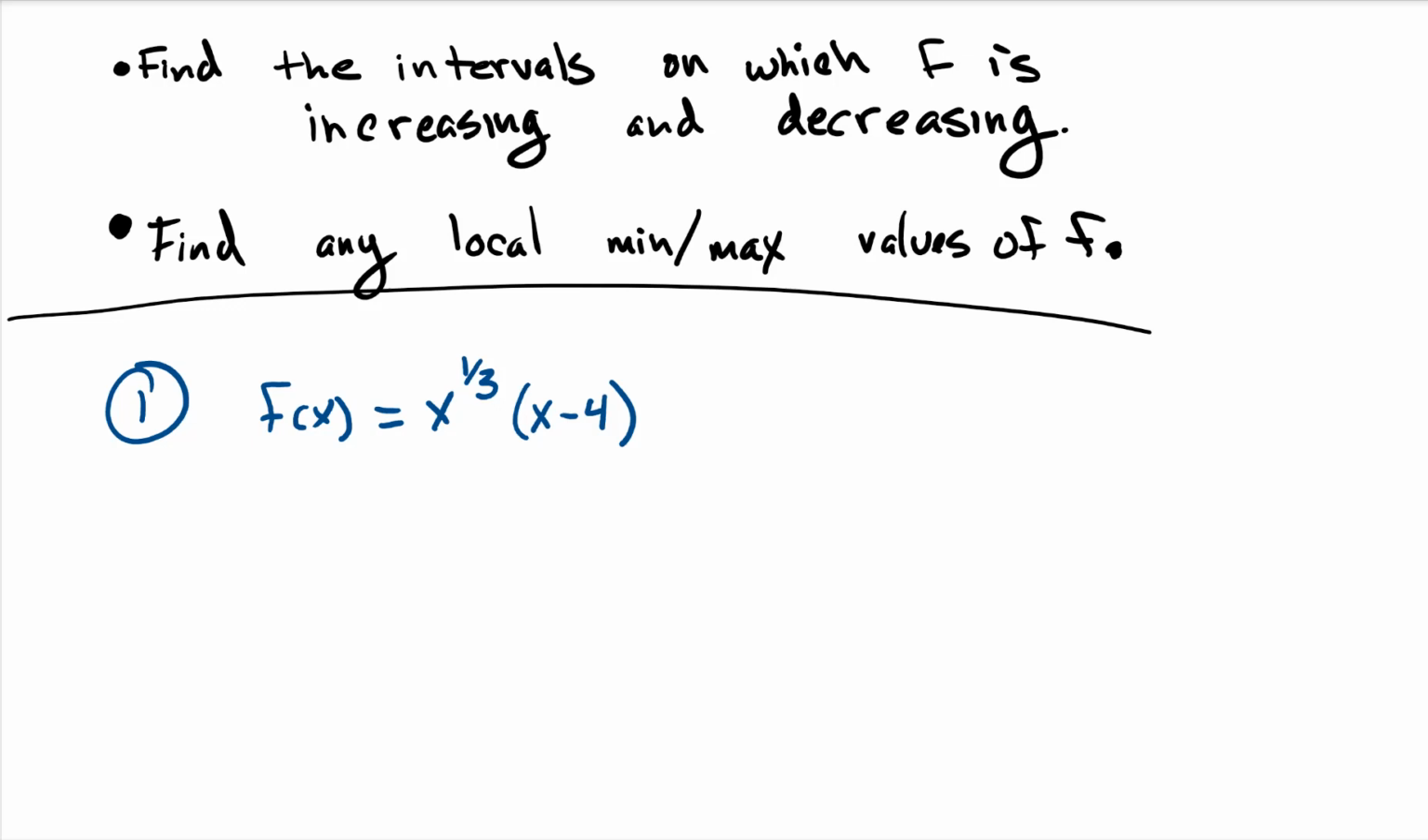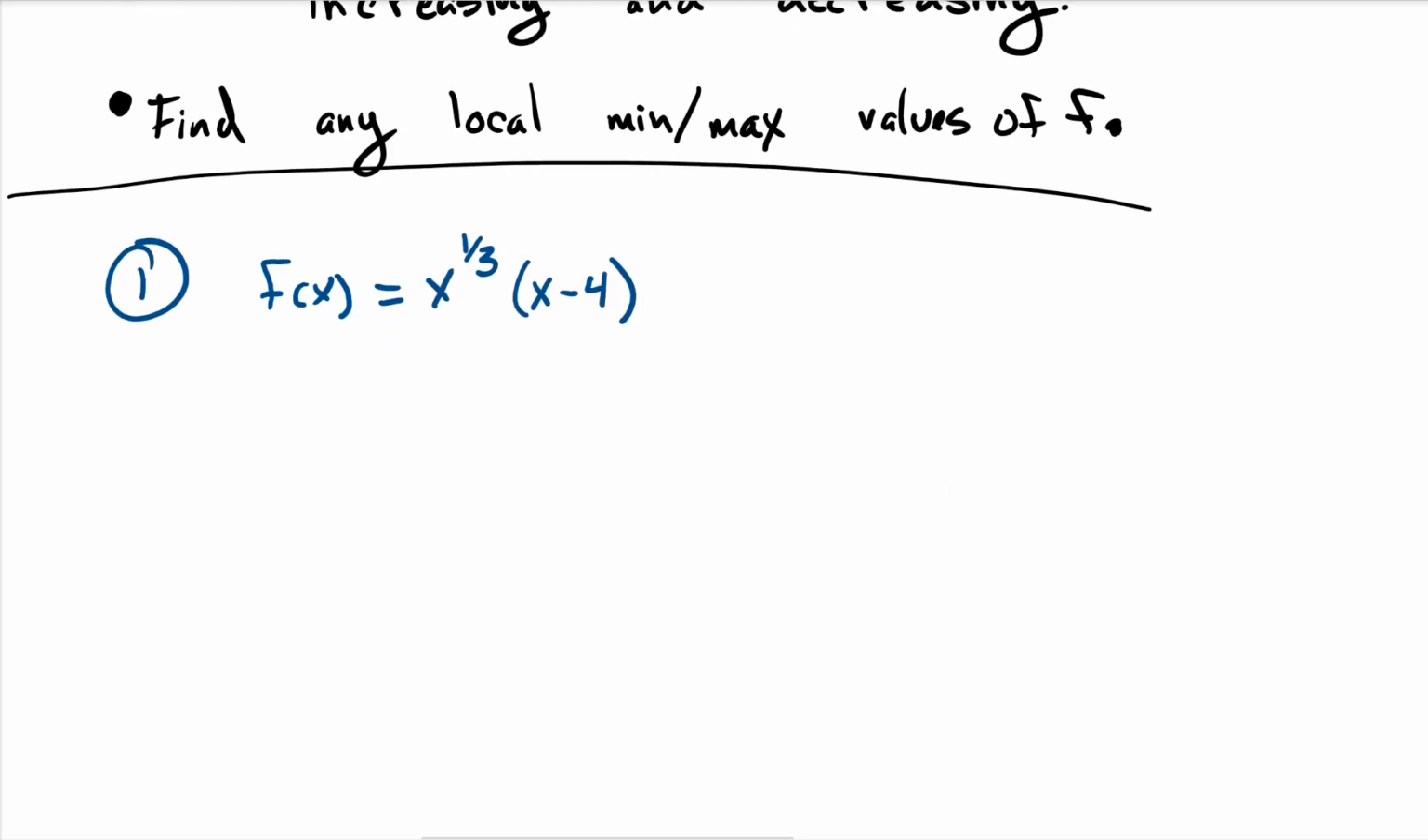So here's the game. You want to find your critical values. We want to set the derivative equal to 0 and solve. But we also need to pay attention to where the derivative does not exist. And this is a good example of where the derivative won't exist somewhere. So let's just run right through it.